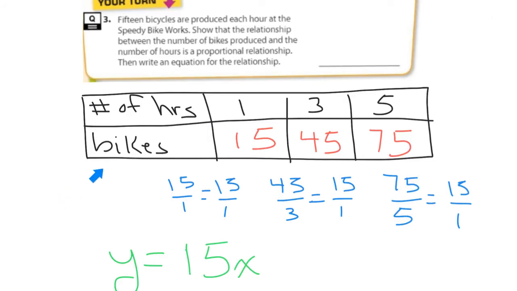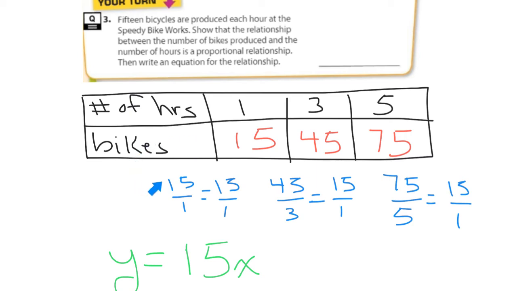Okay, so this is what I did, is I did the number of hours and then the bikes. I just chose these numbers randomly. And for 1 hour, they make 15 bikes because that's what it told me in the very first sentence. For 3 hours, well, 3 times 15 is 45. 5 hours, 5 times 15 is 75. So I made my table to help me organize.